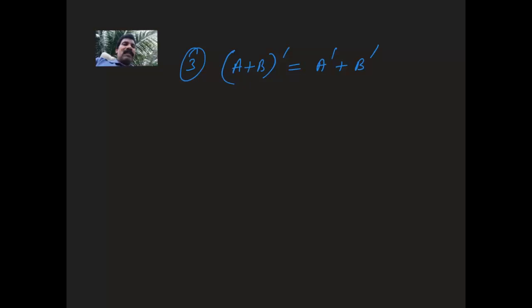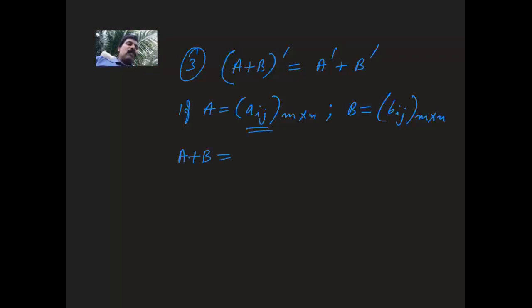This proof is again very simple. If capital A is equal to Aij of order M by N and capital B is equal to Bij of the same order, then only we can find A plus B. Then what is A plus B? We know how to add matrices. We have to add the corresponding entries. So that is Aij plus Bij. Order will be M by N.